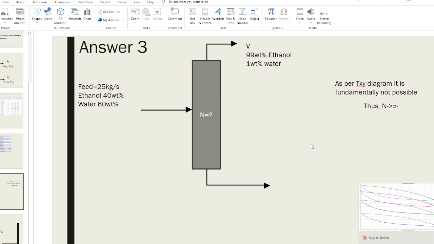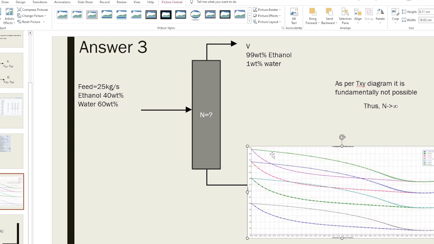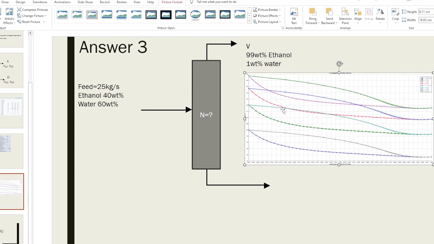When n tends to infinity, we will be able to separate. But as everyone knows, that will never happen, and in industry we are always expected to have an economical process.